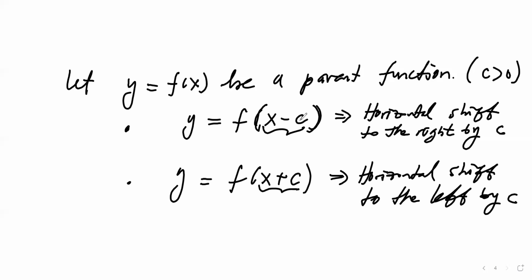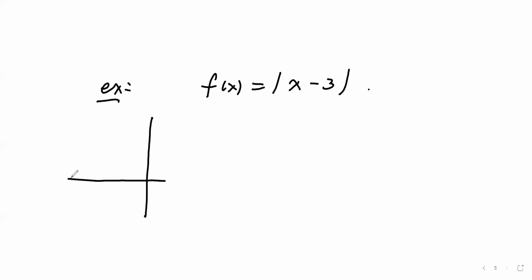If the operation is done to the x values, it's always left and right. If the operation is done to the y values, it's up and down. So let me give you guys an example here. Let's say we have this function f of x equals absolute value of x minus 3. The function is absolute value, so our parent function in this case is the absolute value function, and the graph of the absolute value function is this.